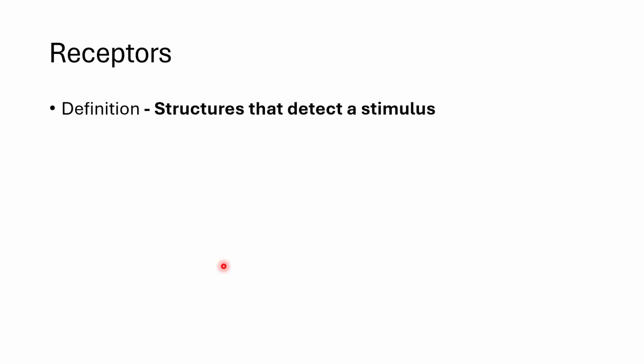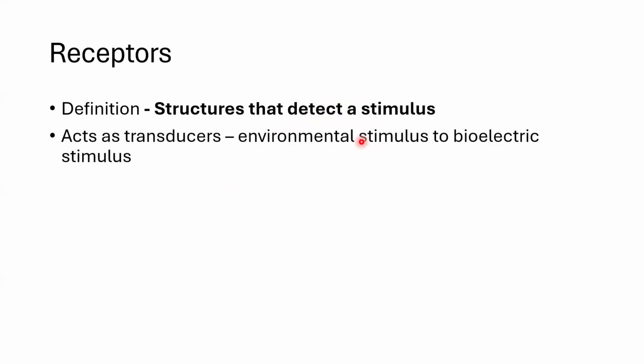What is a receptor? A receptor is any structure that can detect a stimulus. For it to be called a receptor, it must be able to detect a stimulus, and it has a specific characteristic: it needs to be a transducer. When you talk about a structure being a transducer, it has to convert an environmental stimulus to a bioelectric stimulus. This bioelectric stimulus is the action potential.